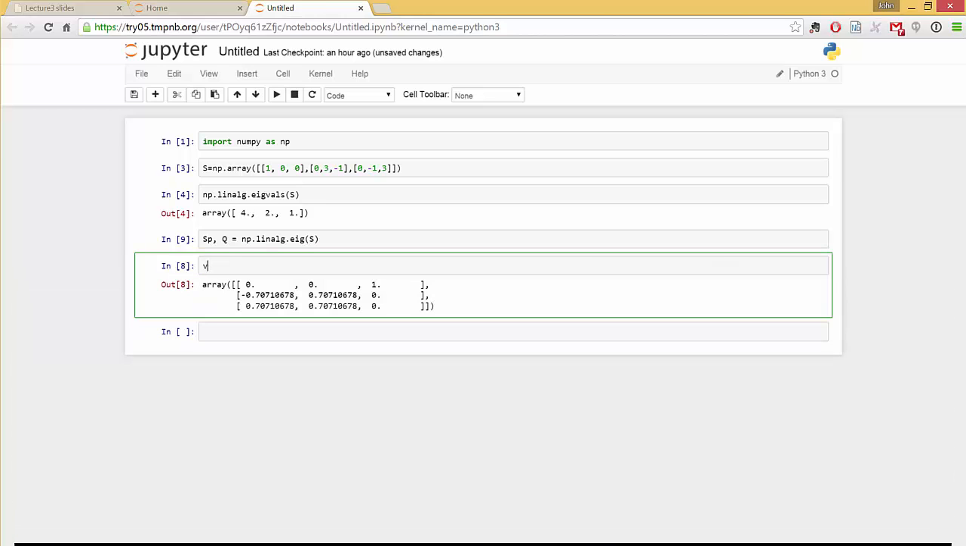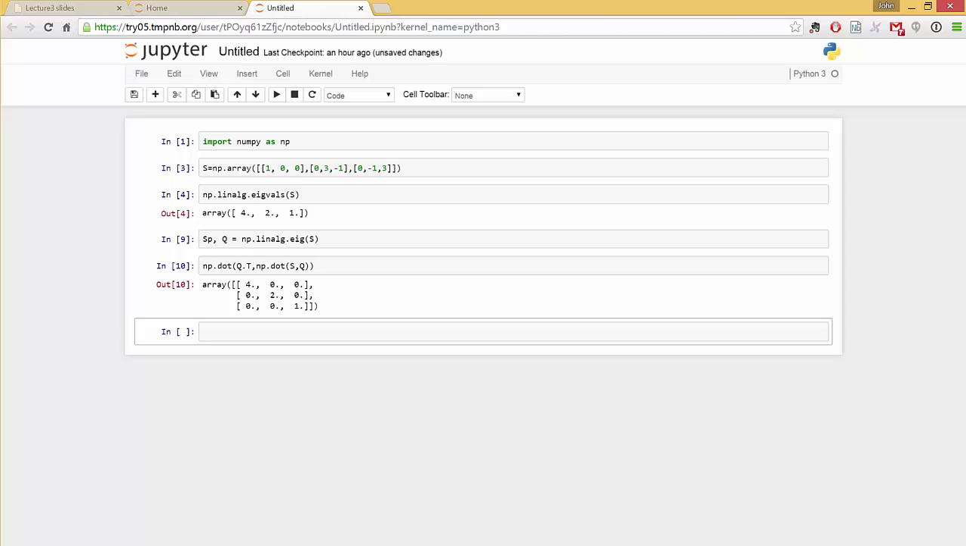So let's see what happens if I take Q, and we know it's unitary, so we can just take its transpose. I'm going to take the dot product of S with Q, and then the result of that, I'm going to take the dot product with Q transpose. See what we got? That's S prime, right?